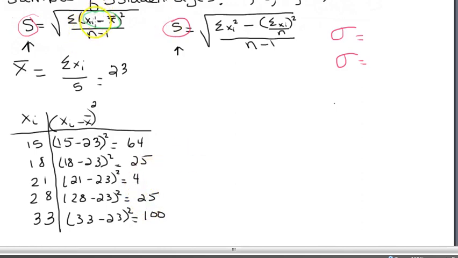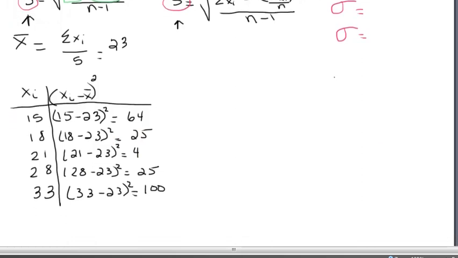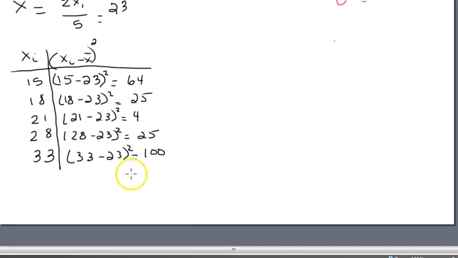Now, notice after you take each xi minus x bar squared, then you need to take the summation. So all you need to do at that point, let me move my paper up a little bit, is take the summation of this column of numbers, which comes out to, I believe, 218.